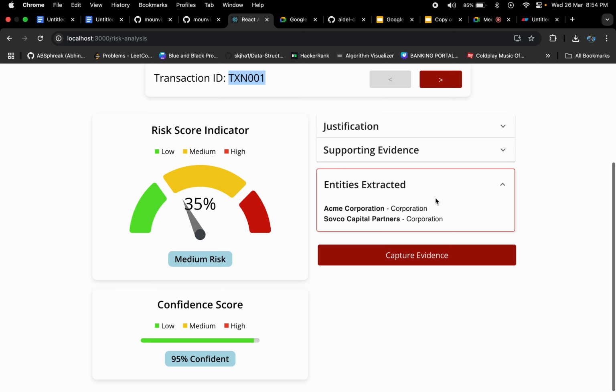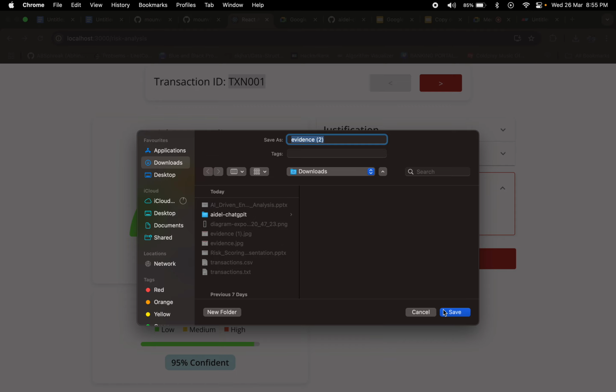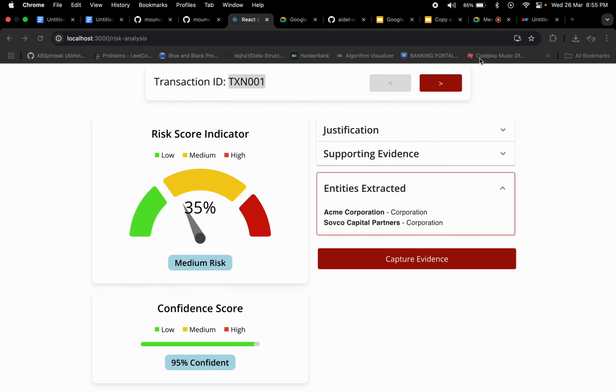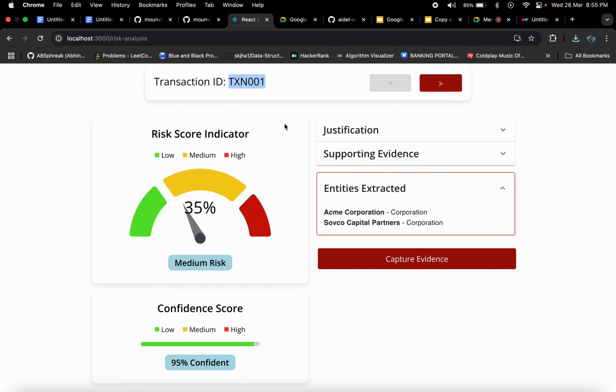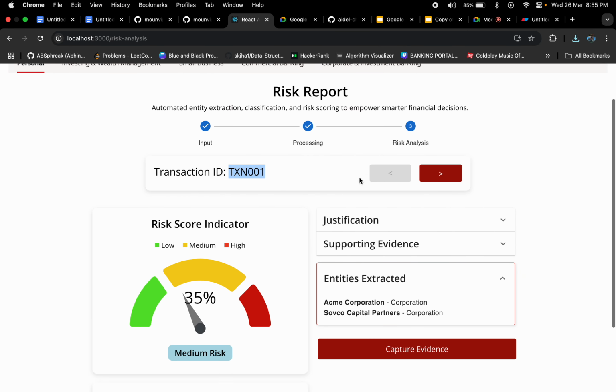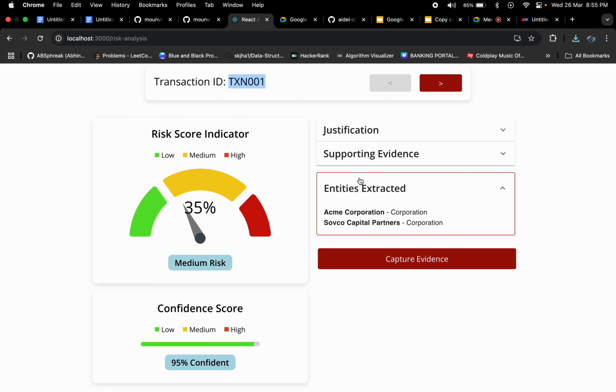And for future analysis or references, the operator can choose to click on capture evidence, which will help capture the evidence as well as a JPG file. So this is what I've got now, so I can pass it to Pranav for explaining further on what we have considered for passing for the risk score. Over to you, Pranav. Right.